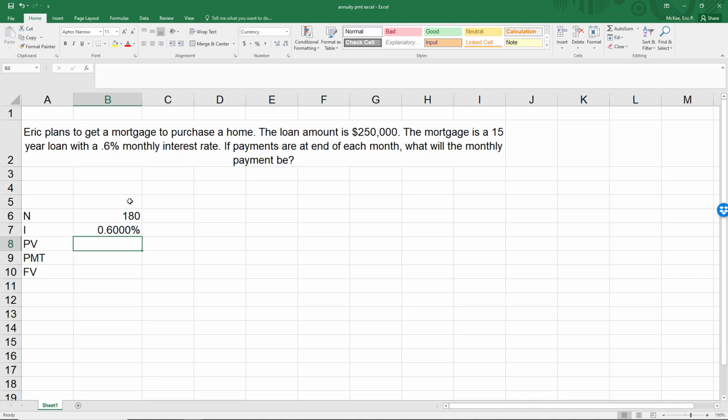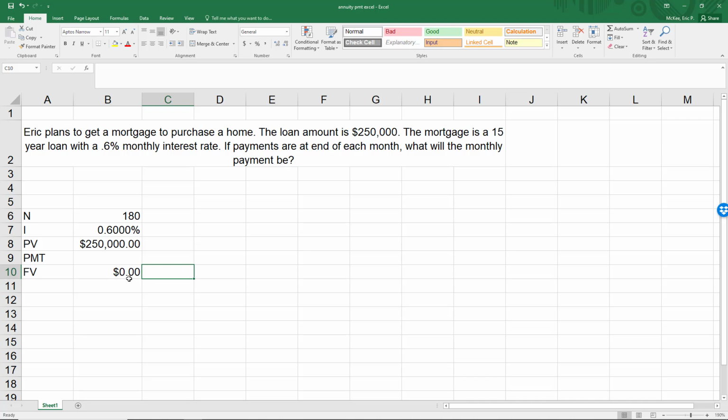Present value, that is the initial loan amount that I owe after purchasing the house. My loan amount is $250,000, so that's what I put in for present value. Payment, that's what we want to find, so we leave that blank. And then future value. Future value is the amount we owe at the end of the 15-year loan. Well, we've paid off the loan, so it's going to be 0. If it's not 0, we have a problem. So now we have our 4 of the 5.